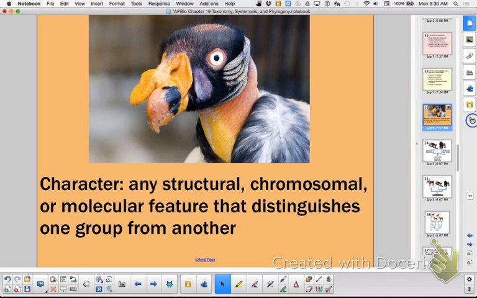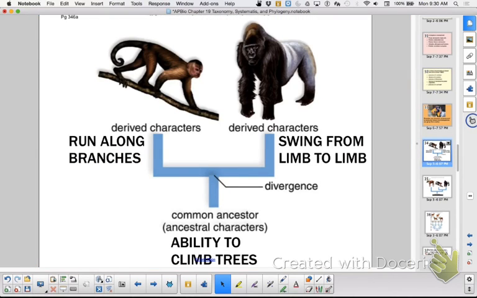Going back here, a character is any structural, chromosomal, or molecular feature that distinguishes one group from another. So here we're looking to see, can they climb a tree or not? And then they diverge. One group went left, another group went right. If they go left, they climb those trees and they run along the branches. But if we go right here, they swing from limb to limb. These are derived characters. So their ancestral character is that they can climb the tree. So you look at grouping organisms based on their shared derived characteristics. If we share those same derived characteristics, we will be in a group together.